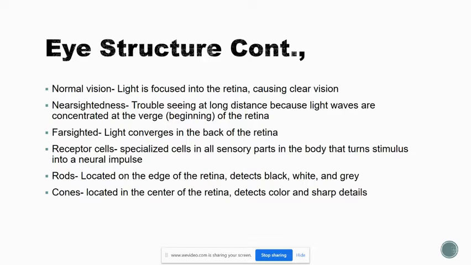Focus. It'll be blurry for a little while. Then you blink and kind of shake your head and it's fine? No. I have no idea. No idea.